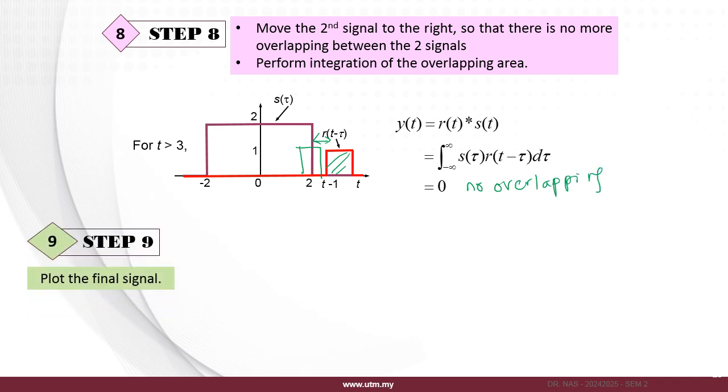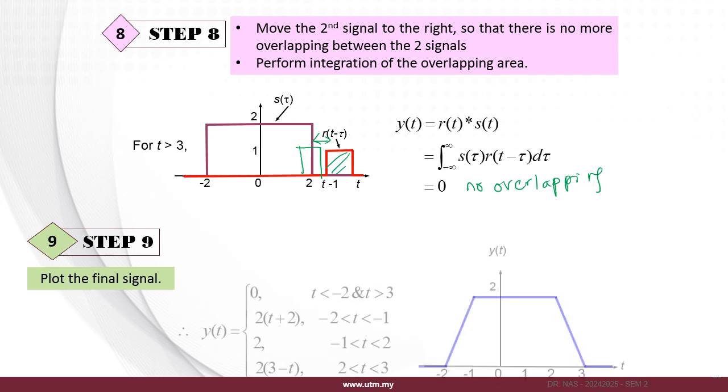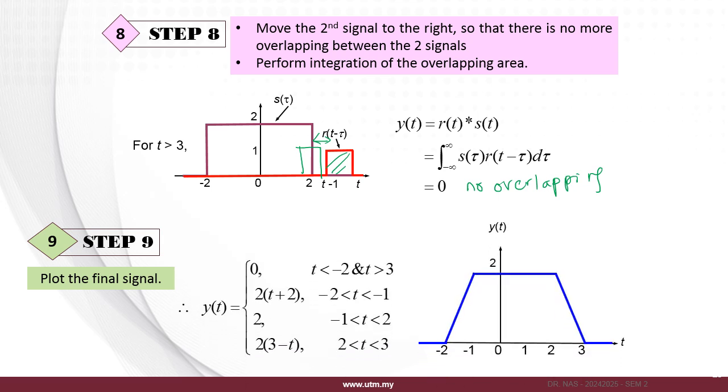Next, you need to summarize all the amplitudes, or the output of y t, for the different ranges of t. This is from the first case, no overlapping. This is when partly overlap. This is when completely overlap, and this is when partly overlap, and 0 again when no more overlapping, when t is larger than 3. So this is your output y t after convolution of signals r t and s t.